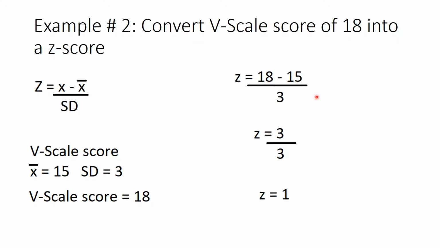Then all we have to do, once again, is we just have to solve the rest of the problem. So 18 minus 15 over 3, that's going to give us 3 over 3, which will give us 1. And there you go. A v-scale score of 18 converted into a z-score is going to be a z-score of 1.